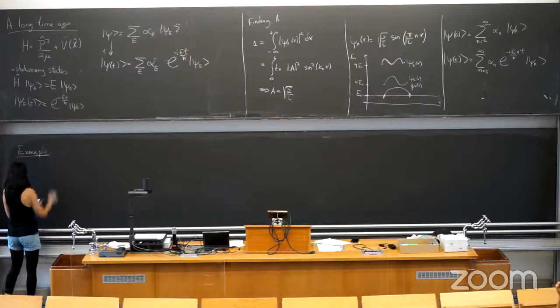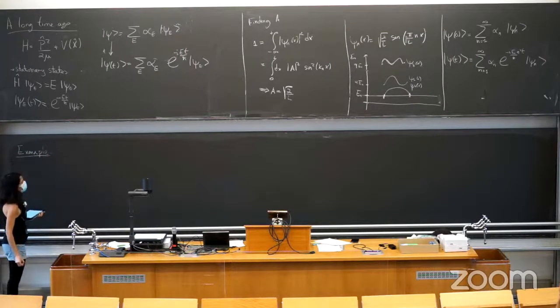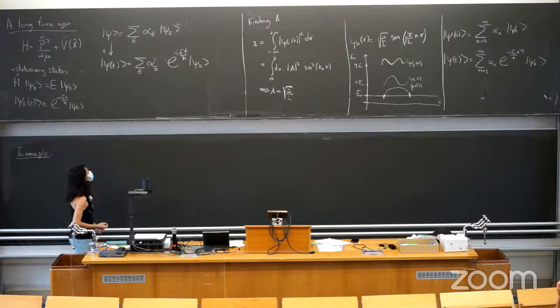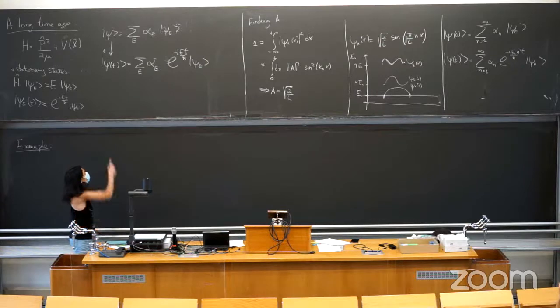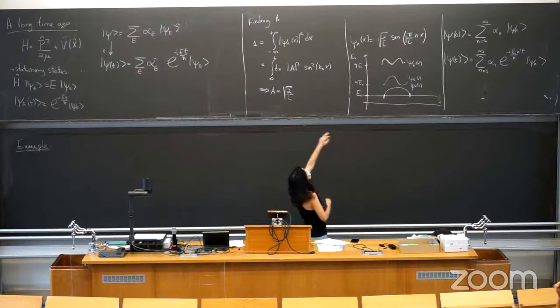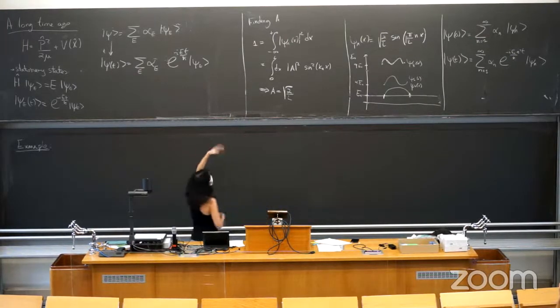Question: the summing over n, is it the same n as the quantization of the energy? Yes, it's exactly the same. I'm summing over all the energy eigenvalues, which is the same as summing over all n, because En, as I already wrote, is just E1 times n squared, right?